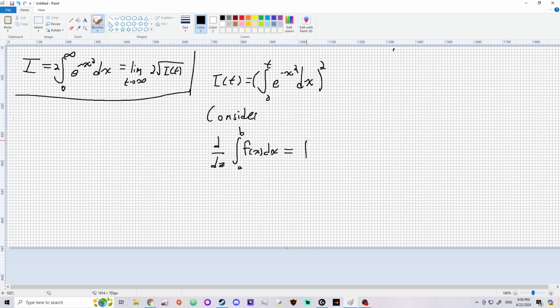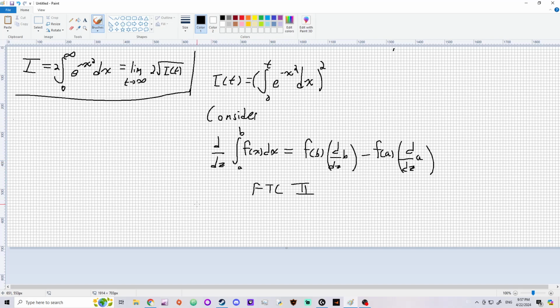This actually gives us f of our upper bound, f of b, times the derivative of b, d by dz of b, minus f of a times the derivative of our lower bound, d by dz of a. And this is FTC part 2, the derivative of an integral.